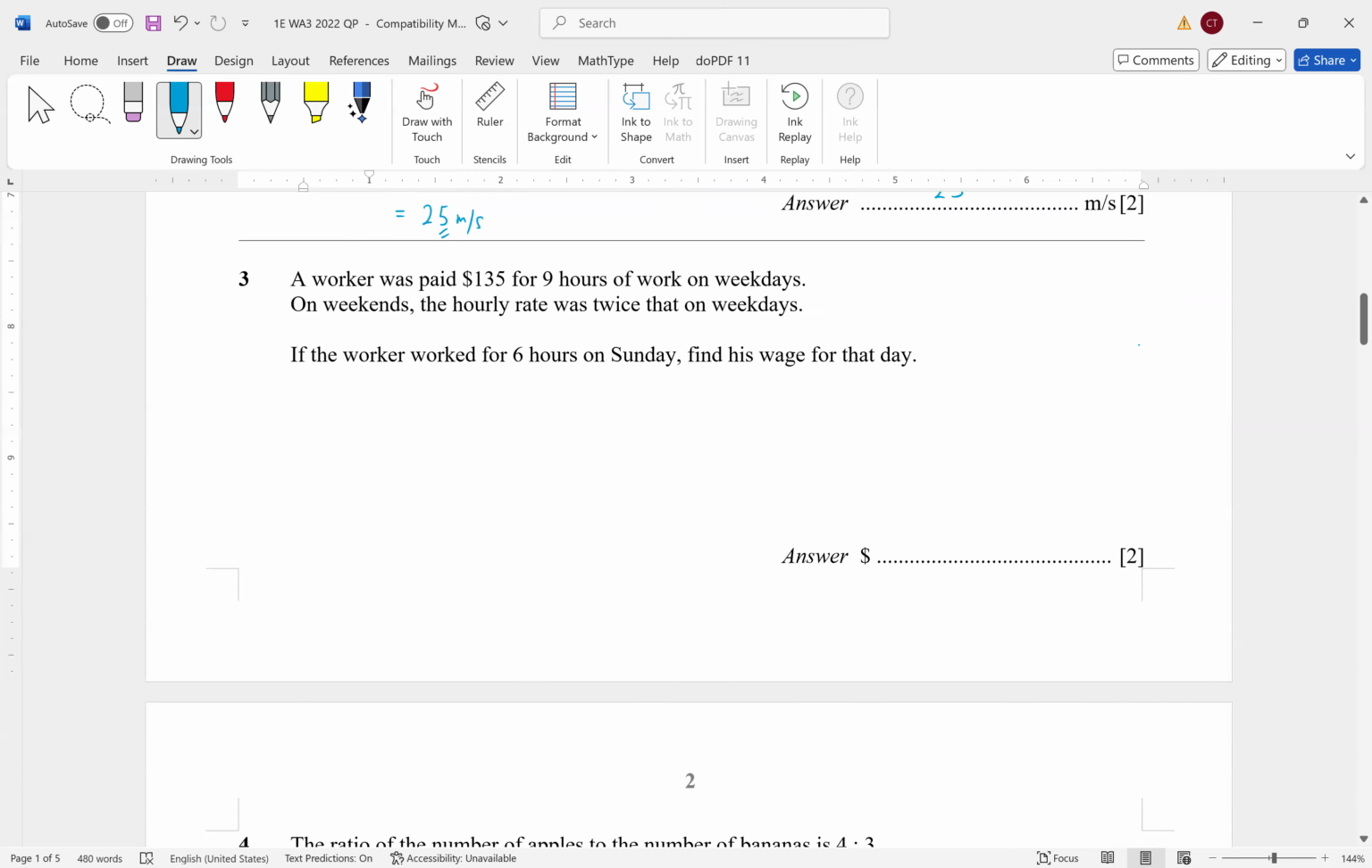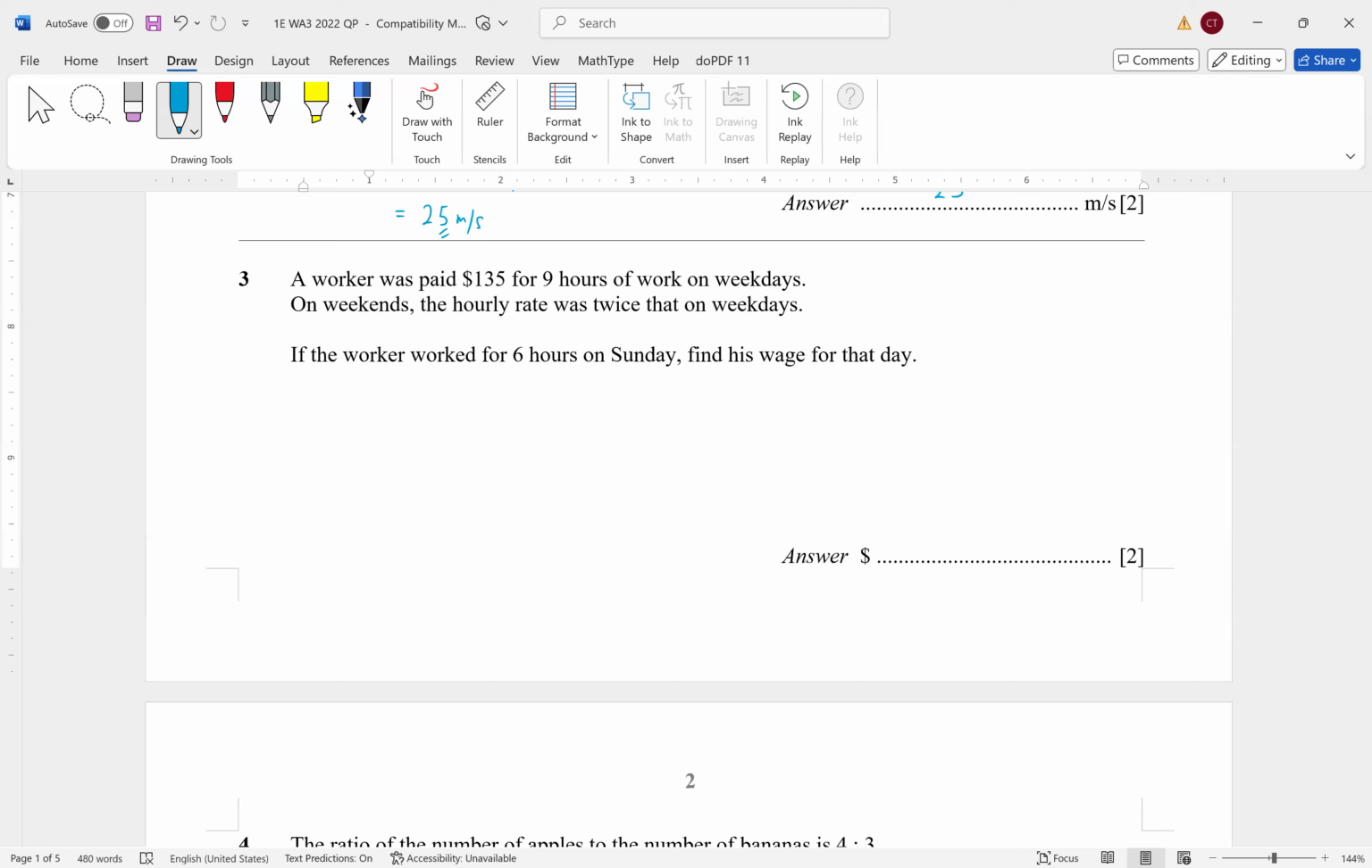For question 3, it's a rate question. A worker was paid $135 for 9 hours of work on weekdays. On weekends, the hourly rate was twice that on weekdays. If the worker worked for 6 hours on Sunday, find his wage for that day. What we can do is find the hourly wage for weekdays, and then multiply that by 2, because they say weekends is twice, to find the hourly wage on weekends. Then we can find out how much he's going to earn on Sunday, which is a weekend.